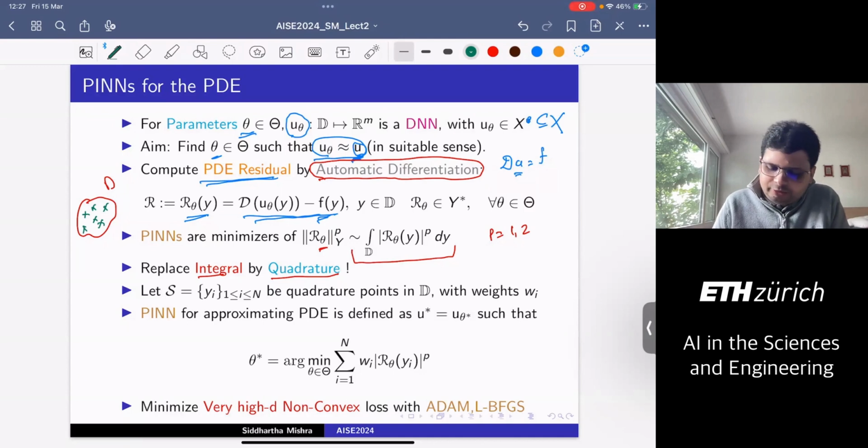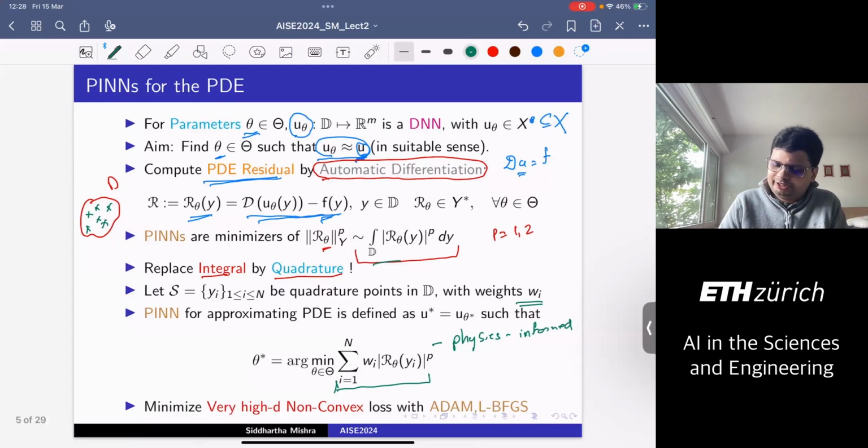So there has to be a quadrature rule. There are some quadrature weights here, and you replace this integral out here with this quantity here. So this is a quadrature. This is an approximation of the integral. And then you take a theta star, you just minimize this, right? So this is the loss function now. This is often called the physics-informed loss, because there is no supervision here except for the initial and boundary conditions, which we have said are implicit. So you have some physics-informed loss.